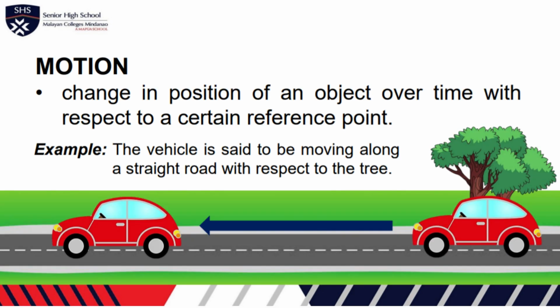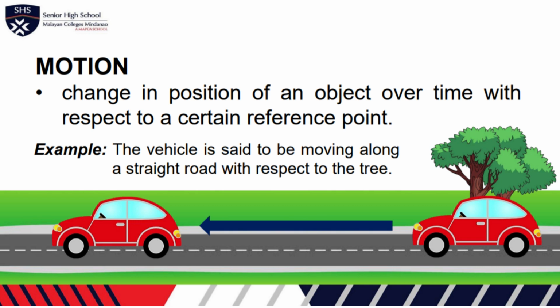Let us first define what is a motion. Motion is a change in position of an object over time with respect to a certain reference point. So there is a change in position considering time, and also there is a noticeable change in reference point.